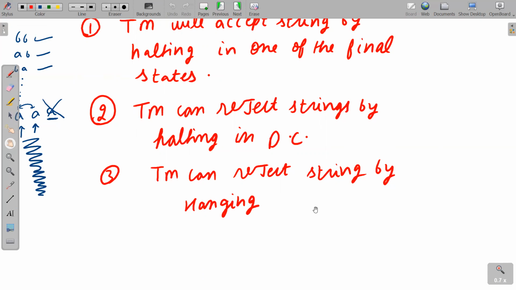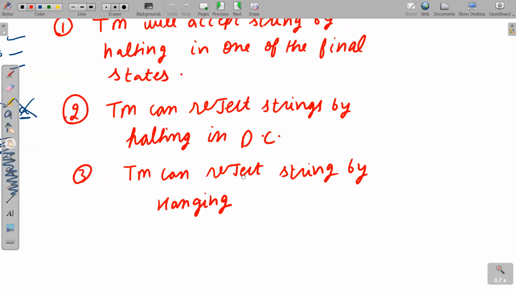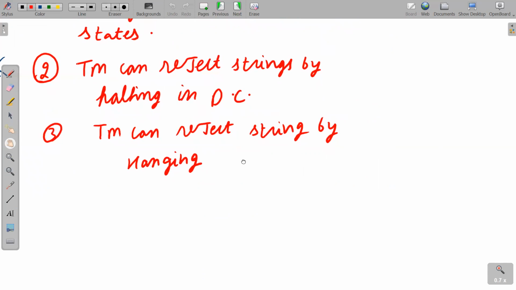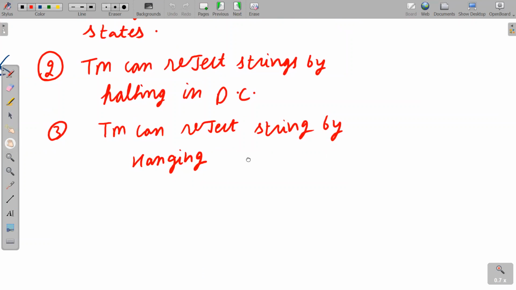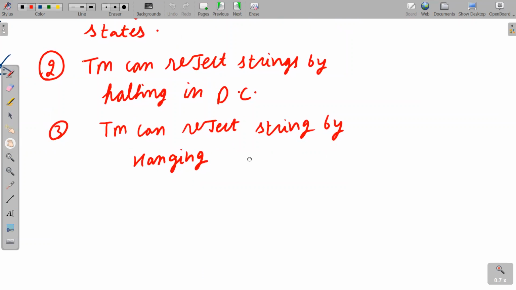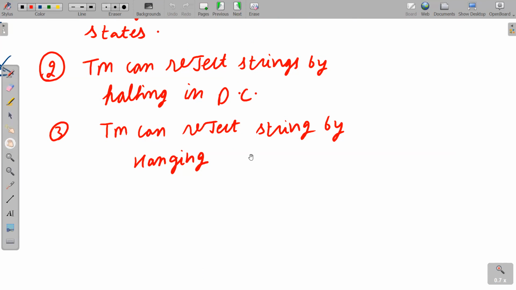Roughly, I am saying that a Turing machine may hang, and I am calling that the halting problem, but actually it is not a halting problem. I have repeated many times, and I hope I have made the point clear, that a Turing machine may reject a string by hanging also. That means a Turing machine has a halting problem: it may not halt always. It may hang, and I am calling it the halting problem.